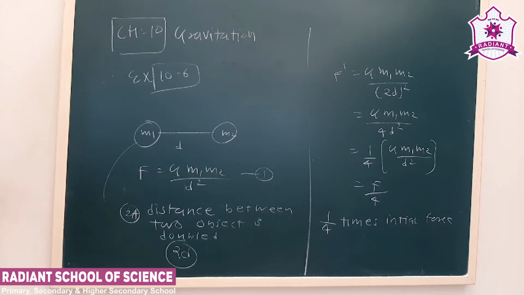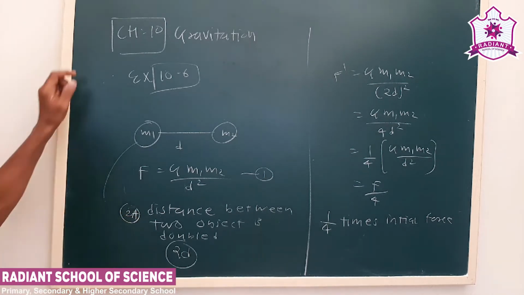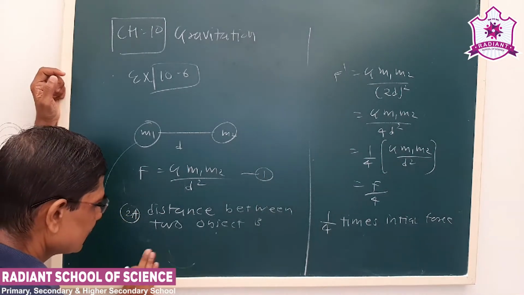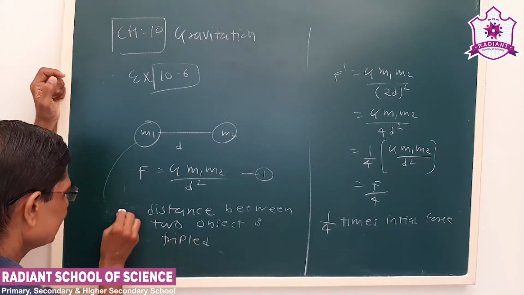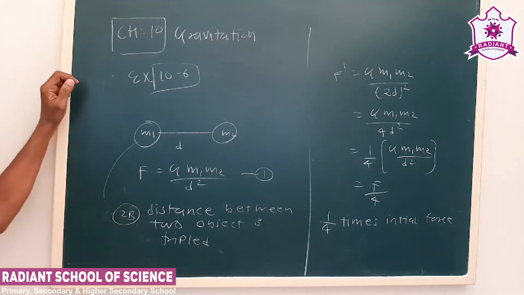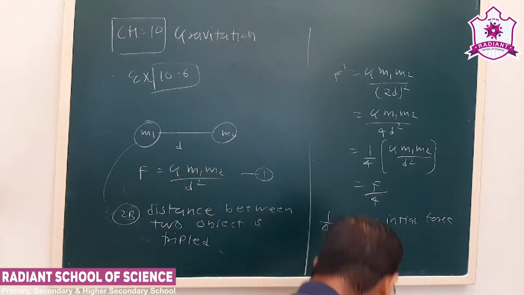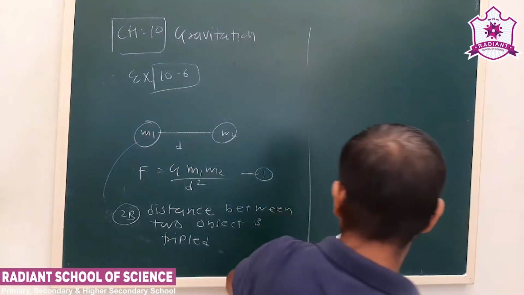Now the third part, here the distance is given as tripled. Let us say I take it as 2b. Now see our equation will become like this.